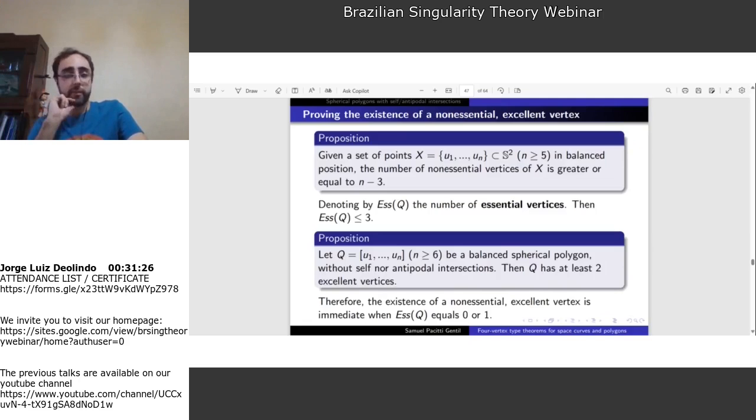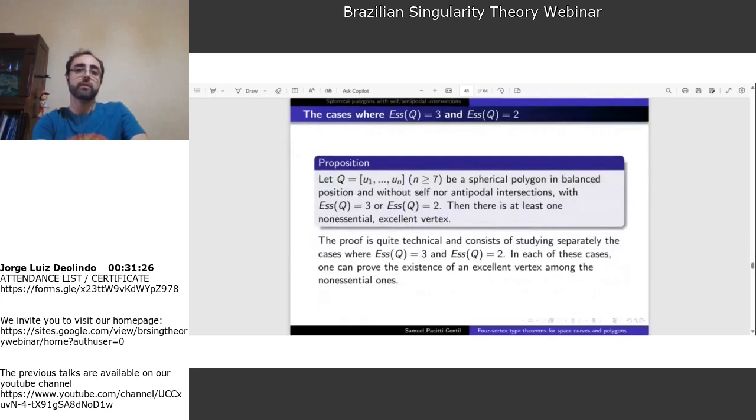And the previous proposition stated that a polygon without self-intersections or antipodal intersections and in balanced position must have at least two excellent vertices. Therefore, the existence of a non-essential excellent vertex is immediate when the number of essential vertices equals 0 or 1.